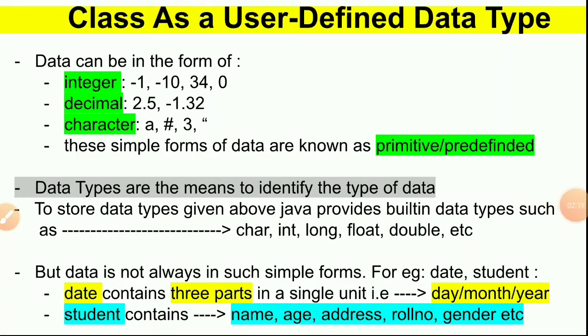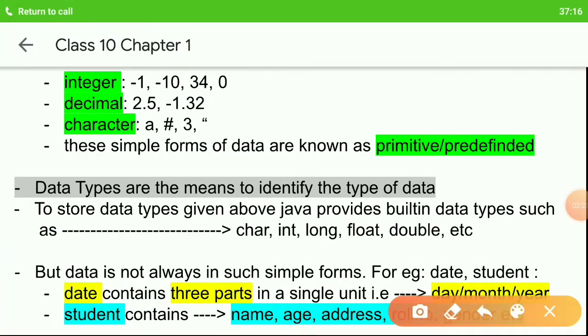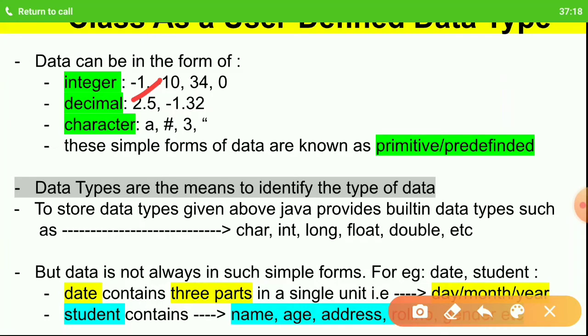So if I say what is the type of 1 or -1, you'll say it's an integer, isn't it? If I ask you the type of 34, you'll tell me that it's an integer. Similarly, if I ask you the type of -1.32, you'll tell me the type is decimal. Okay. Or you can say float or double. Similarly, the type of 2.5 is also float or double.